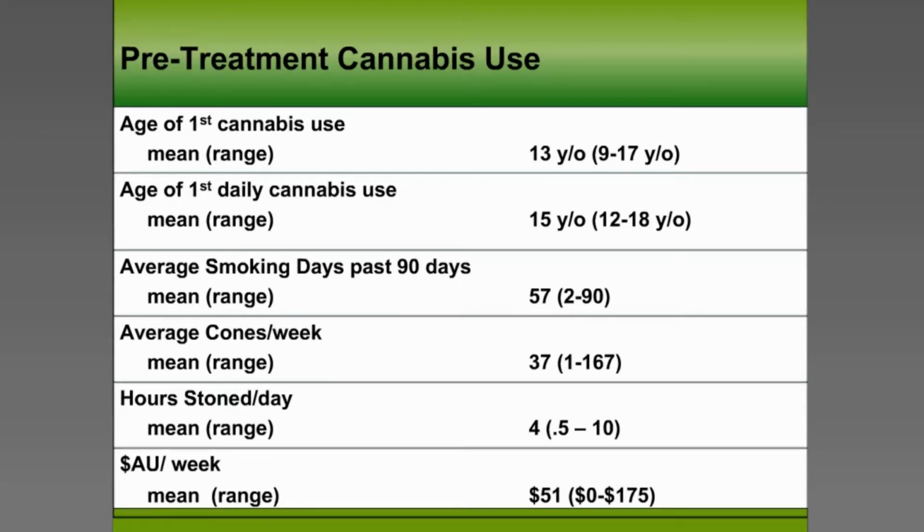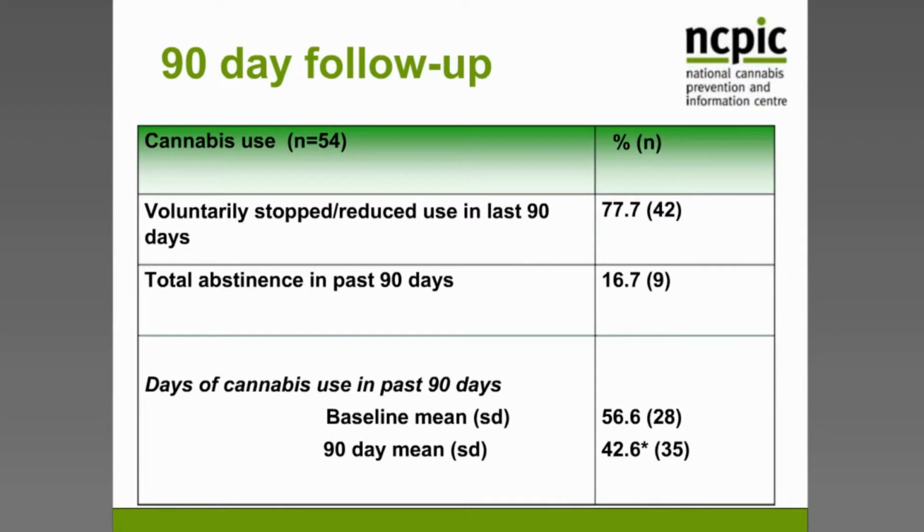But then again, that was a while ago. Okay, so at follow-up, and again, this was very good data: voluntarily stopped or reduced in the last 90 days, 77% had done that, and amazingly, 9 of them had been totally abstinent. So we thought that was great.